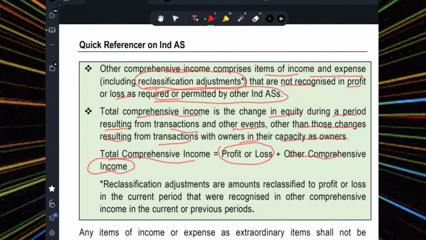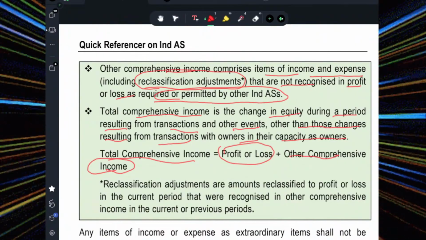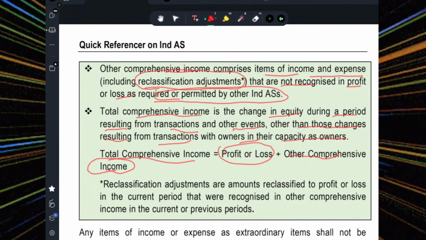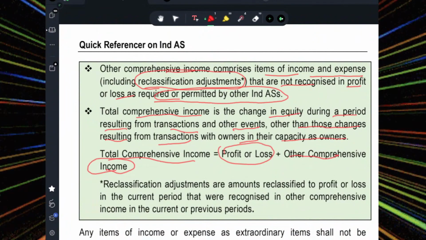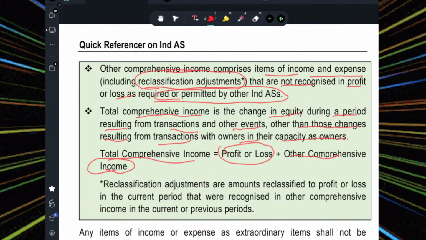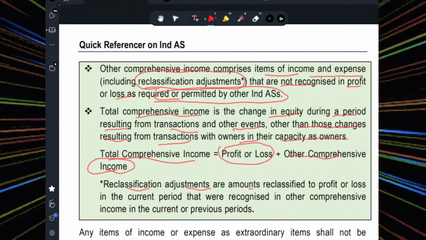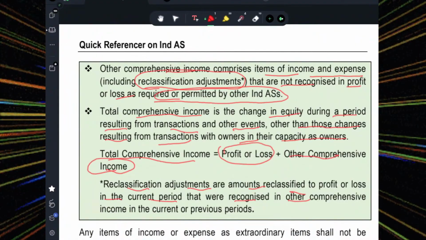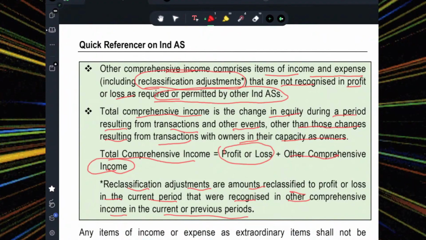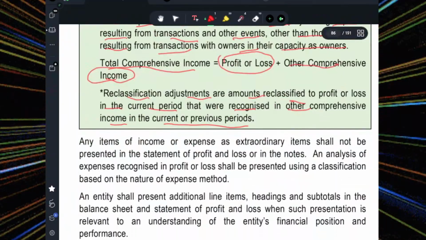Some changes we made in the equity that is not the income of our normal business purpose should also be included in the total comprehensive income. The reclassification adjustment of the amount reclassified to profit and loss in the current period that was recognized in other comprehensive income in the current and previous period.